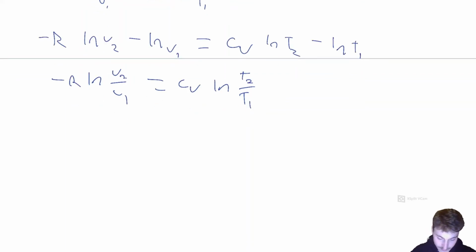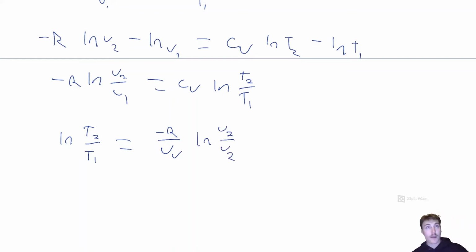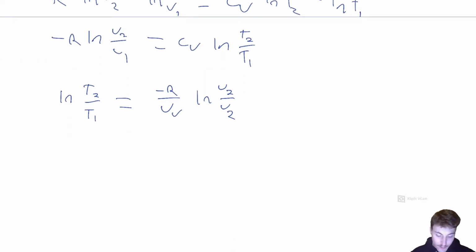So if we just rearrange this, we'll say that the natural log of temperature 2 over temperature 1 is equal to negative R over the specific heat times the natural log of the volumes. And then the other definition of this is we can take the gas constant and the specific heat, and since it's multiplied by a natural log, it'll just go into the exponent. So then we can take this, and after that, we'll simplify from here more.